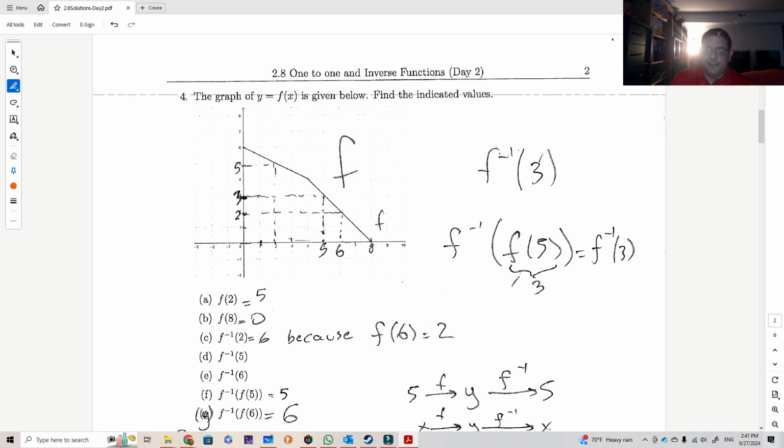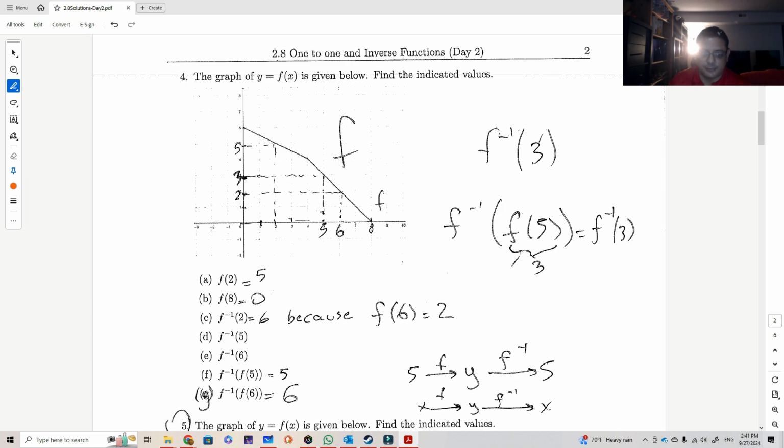Now we have f minus 1 of f of 5. Well, remember that the composition gives me the identity. So f minus 1 of f of 5 is just going to be 5. It's just going to be the original value. Same thing here, f minus 1 composed with f of 6 is just going to give me 6, since the composition of f with f minus 1 just gives me the value of x.